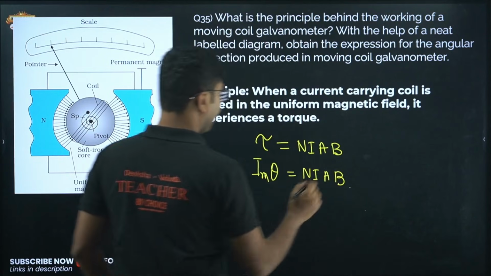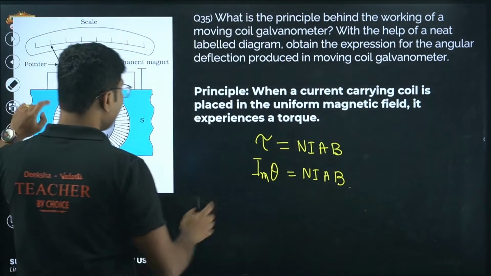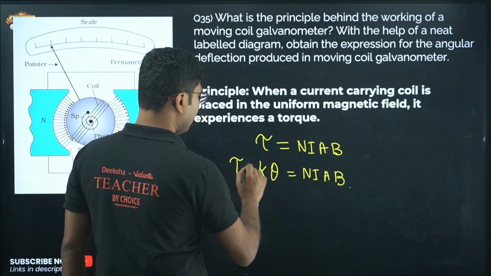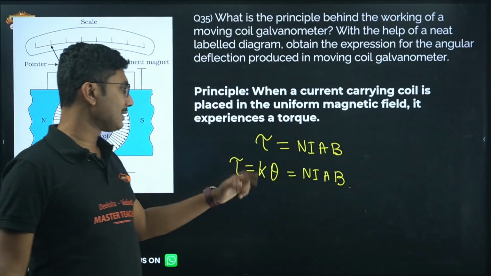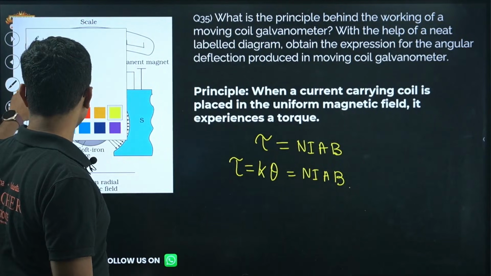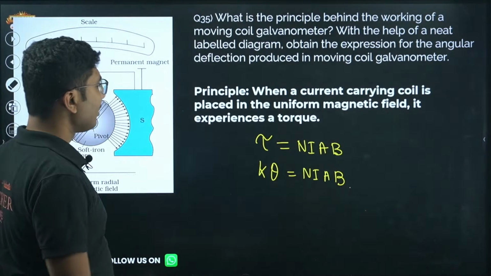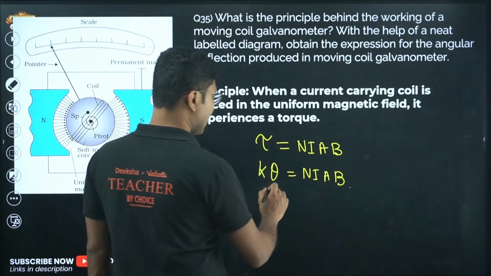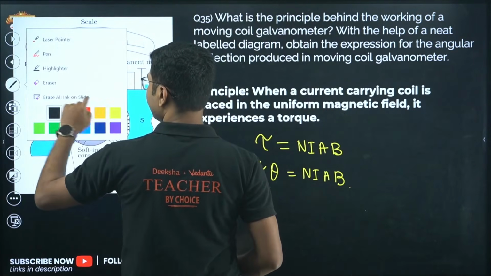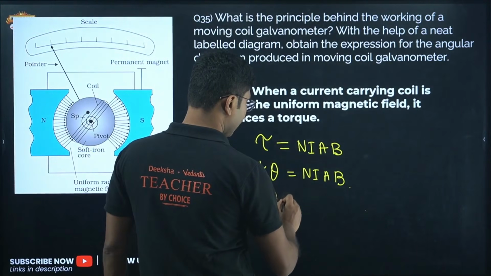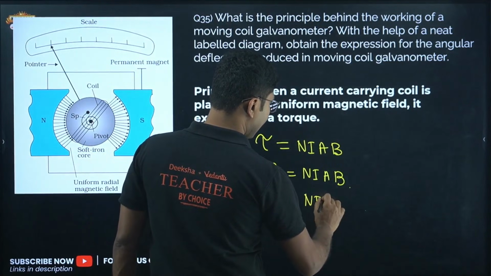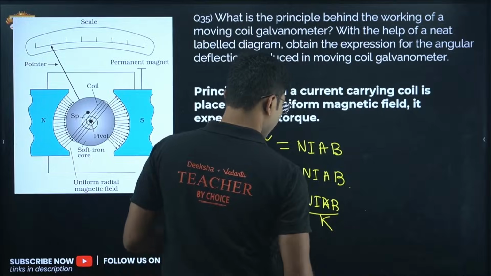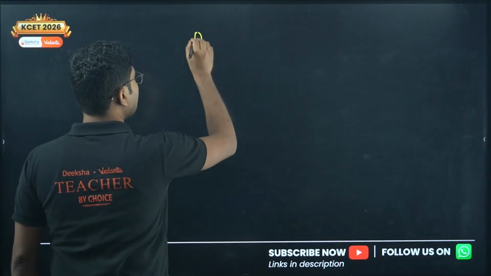Now in this particular case, if you apply the spring constant K, torque is given by I theta, but in this case it will be K theta. Theta is the deflection, and K is the spring constant. From here we can say that theta, the deflection of the galvanometer, is given by NIAB by K.